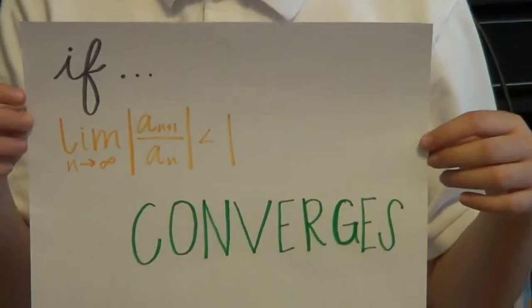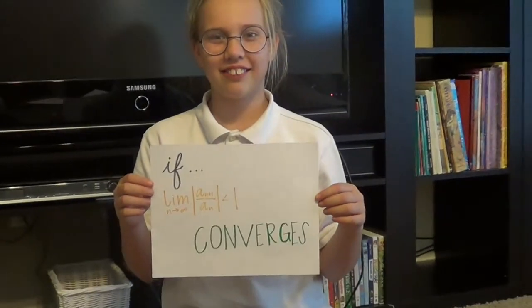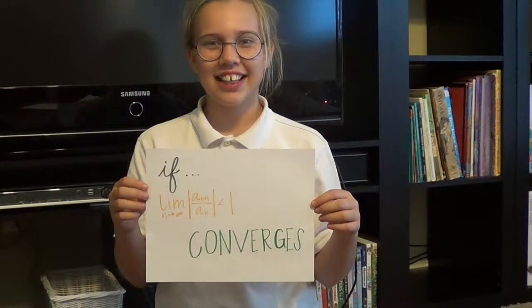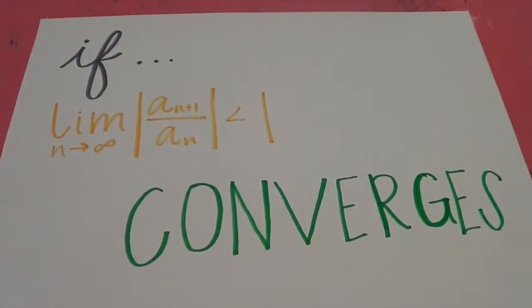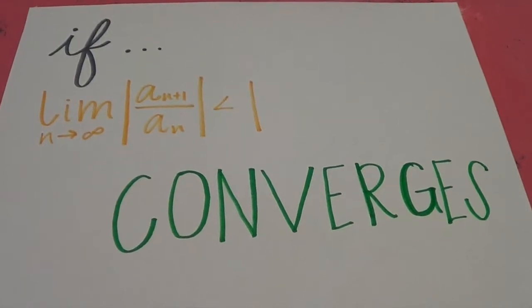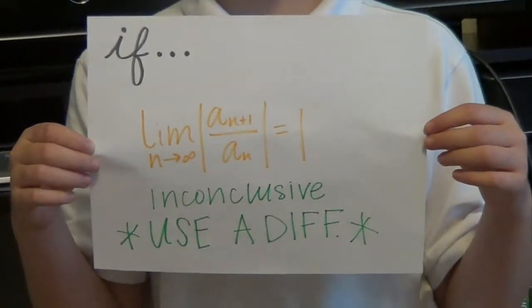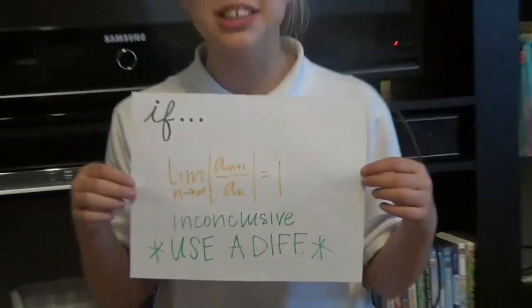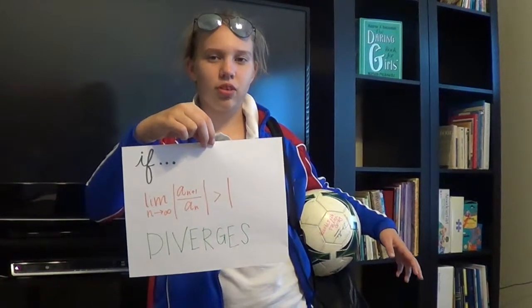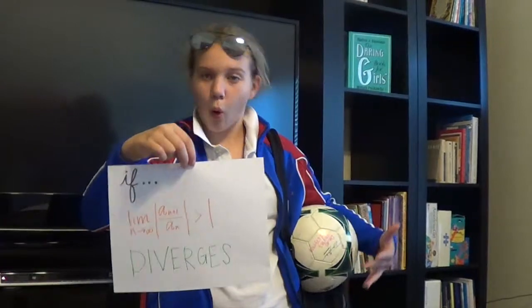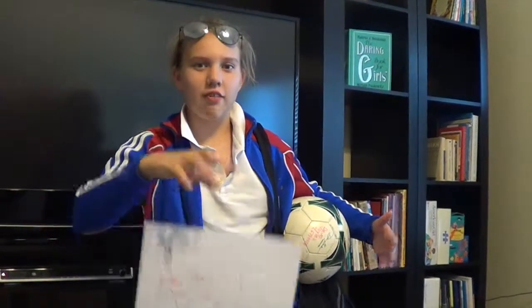If the limit of the absolute value of the ratio is below 1, it converges. That is not necessarily the value that the series converges to. If the limit of the absolute value of the ratio is 1, it's inconclusive. Try a different test. If the limit of the absolute value of the ratio is more than 1, it diverges.